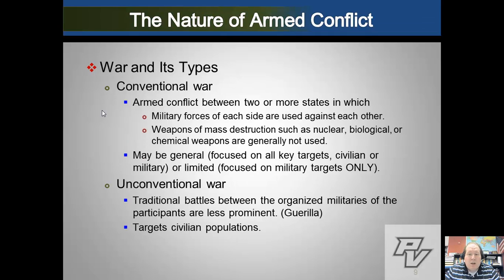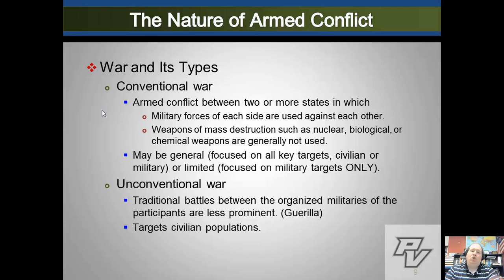Now, we can also take a look at war in terms of how it's conducted. We can really classify it in two different types of wars, conventional war and unconventional war. A conventional war is pretty straightforward. It's armed conflict between two or more states in which two things happen. First of all, military forces are going to be used against one another, and weapons of mass destruction, NBC, nuclear, biological, chemical weapons, are generally not used. Okay? Conventional war leaves the WMDs on the shelf.